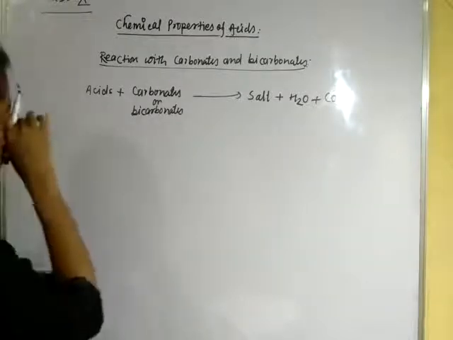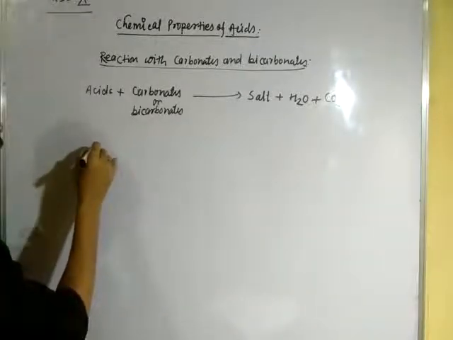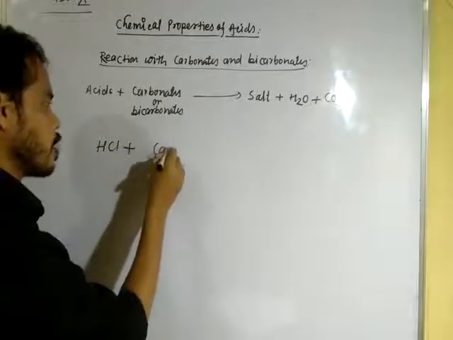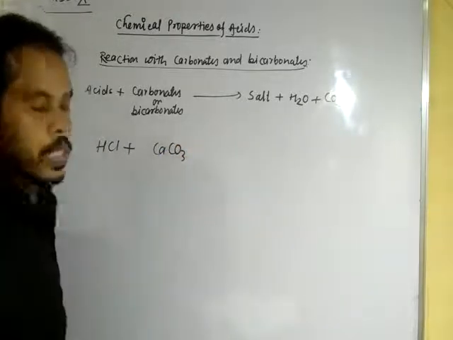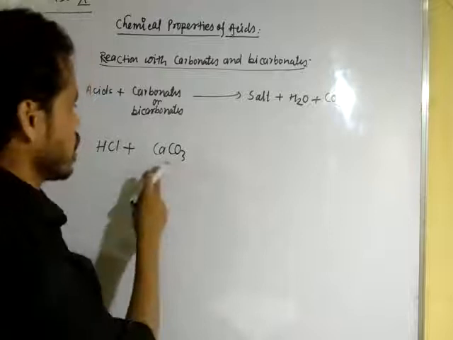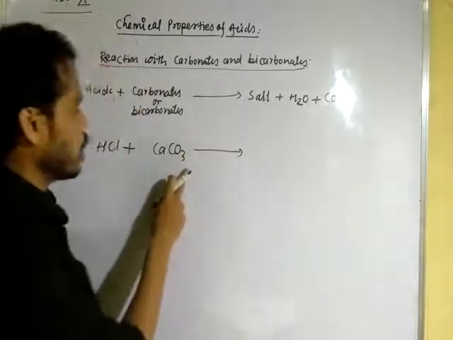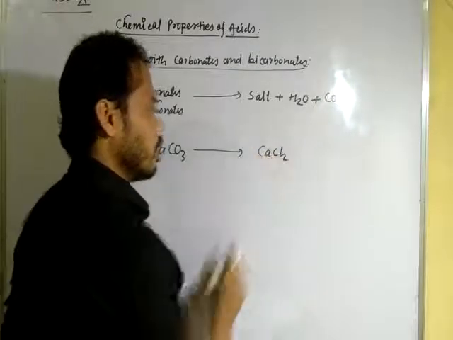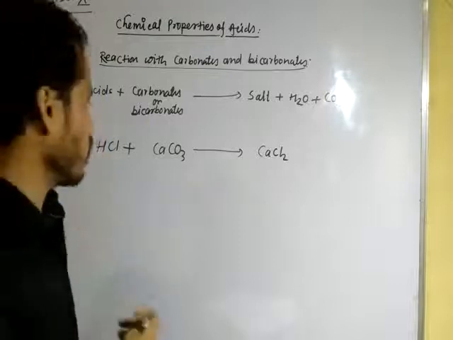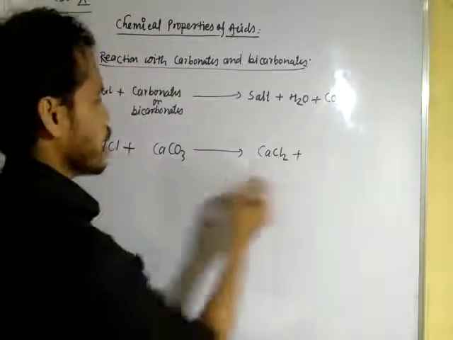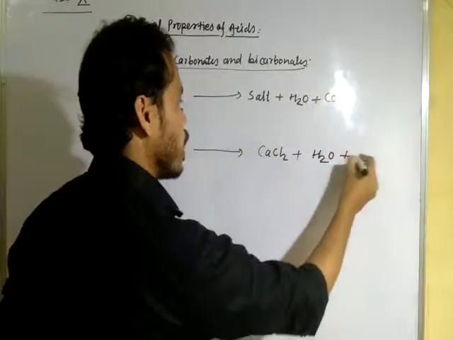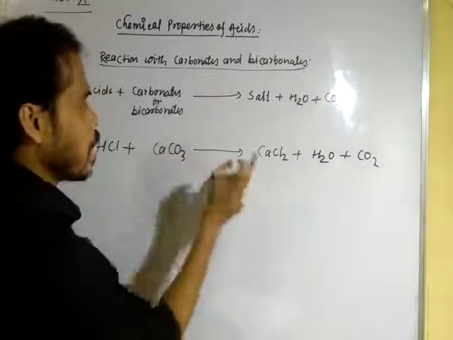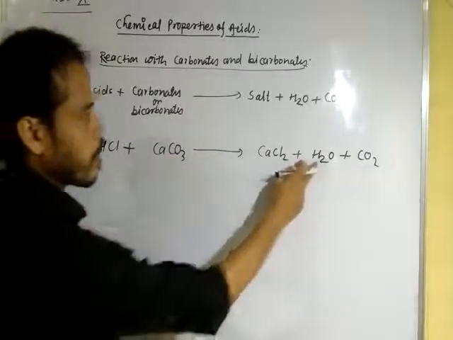Let us see here. Suppose we have HCl, and HCl is treated with calcium carbonate, CaCO3. You know the chemical formula of calcium carbonate, CaCO3, a metallic carbonate. Calcium reacts with chlorine to form calcium chloride, the formula of calcium chloride is CaCl2, and water, H2O, and CO2. Carbonate decomposes to liberate one oxygen, and oxygen reacts with hydrogen to form H2O.